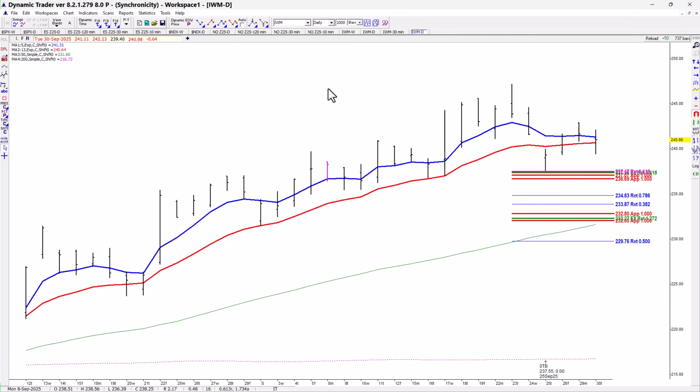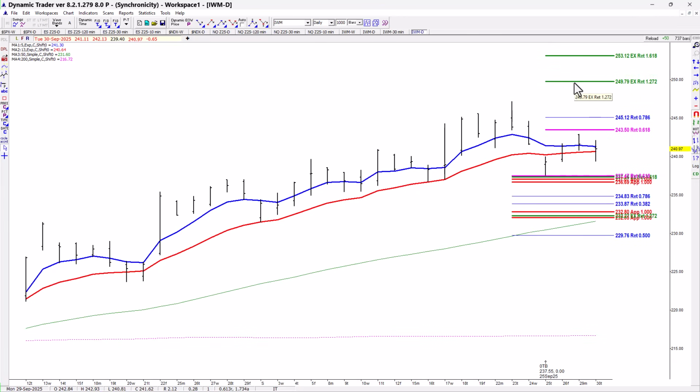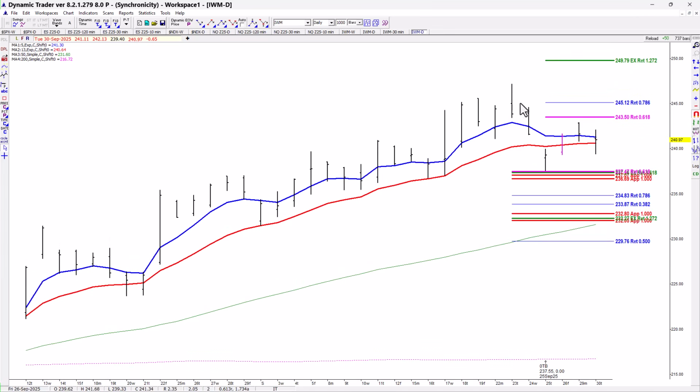If we continue to hold above this low, our potential upside target becomes the 1272 extension of the swing into the zone. Because the actual low was made at 237.55, it was just a teeny bit above 237.47. And again, potential target would be the 1272, 249.79. Target number 2 would be 253.12. And then if you went beyond that, the third target's always the 2618, which comes in at 262.75.